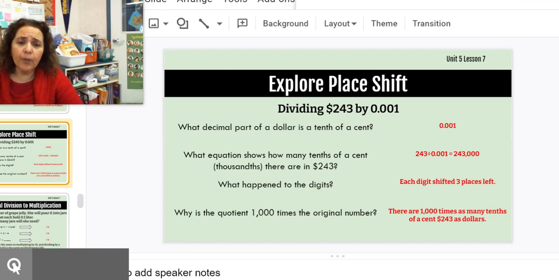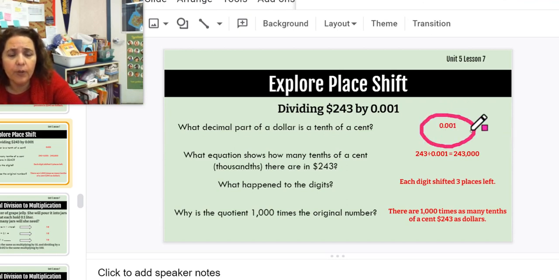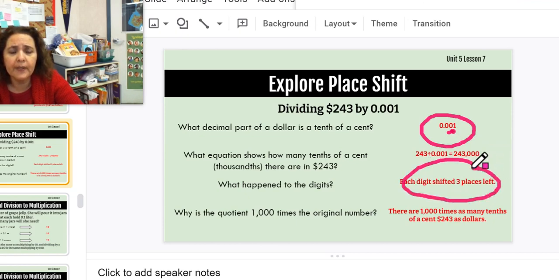So what do you think is going to happen when we multiply? I mean, not multiply, when we divide 243 by 1,000, thousandths, right? So think, what decimal part of a dollar is a tenth of a cent? 1 over 1,000, right? 0.001. So what equation shows that? So it'd be 243 divided by 1,000. And so how many places are they going to shift? Well, how many places are there after the decimal? 1, 2, 3. So they're all going to shift 3 places to the left.